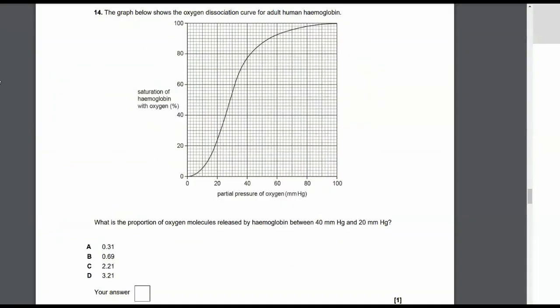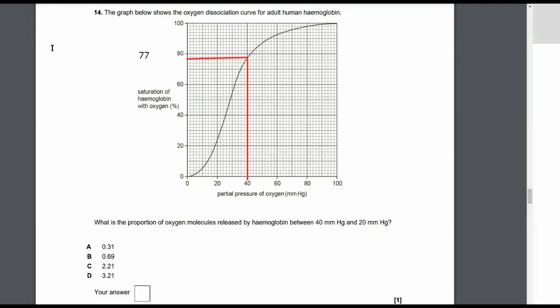Okay, let's look at 14. The graph below shows the oxygen dissociation curve for adult hemoglobin. So here's the sigmoid curve. We've got saturation of oxygen on the left and PO2, partial pressure of oxygen, at the bottom. What is the proportion of oxygen molecules released by hemoglobin between 40 and 20 millimetres of mercury? So you just draw a line up at 40, and a line across to your oxygen saturation. That looks about 78, 77.